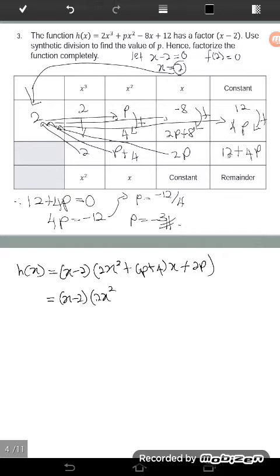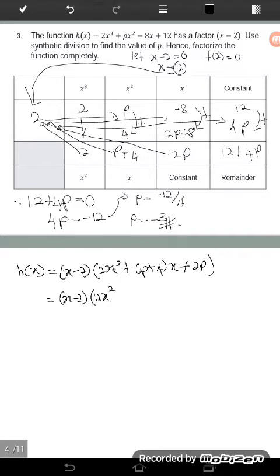So this 12 plus 4p, we don't need to write it, because it is the remainder and it is equal to zero. So this one becomes 0, because it is a factor. So the remainder should be 0 here. So there is no need to write it.